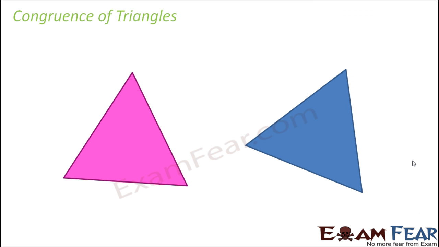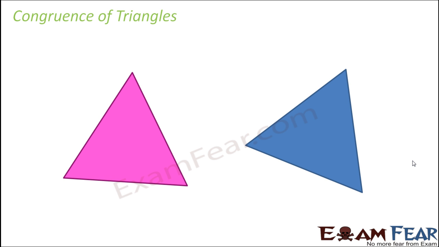So now let us talk about the congruence of triangles. We saw that in the case of line segments, it was pretty simple because we were only bothered about the length. In the case of angles, again it was simple because we were only bothered about the measure of the angle.